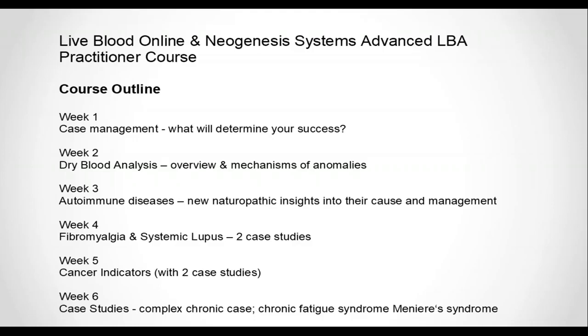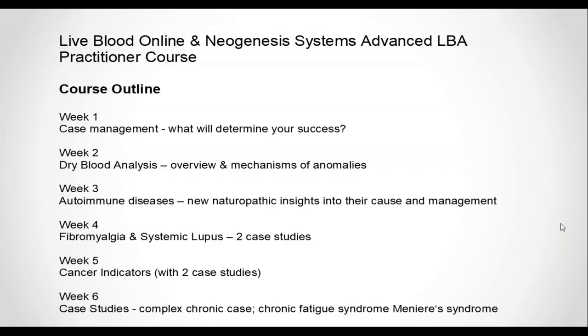The second lesson covers basically dry blood analysis in more detail. So we cover the exact mechanism by which PPPs form in the dry blood samples. We look at the physiological mechanisms of oxidation and how it affects the dry blood. And we also review a few common dry blood anomalies, and we look at the rings and the layers again in more detail.